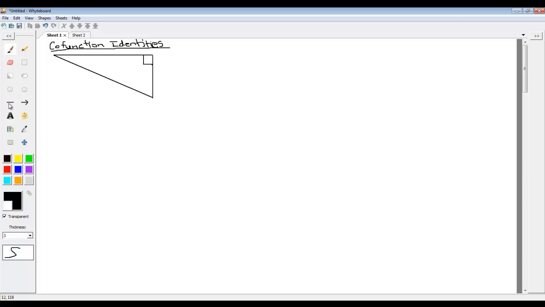Let's say that we have a right triangle with sides of length. Well, first let's label them. This vertex here we'll label A. This vertex here we'll label B. And this one we'll label C. And let's say we have sides of length 77, 36, and 85.